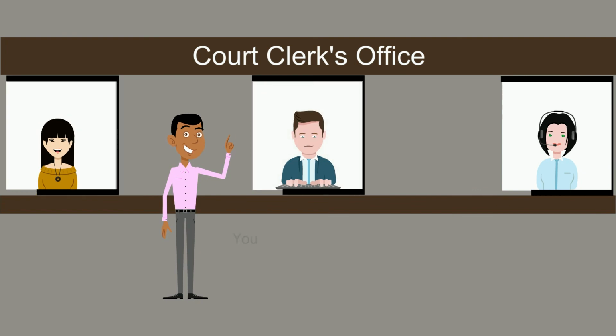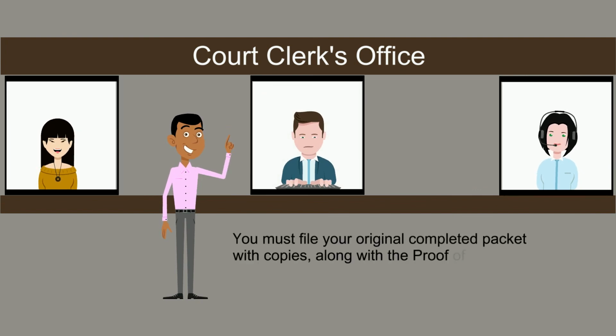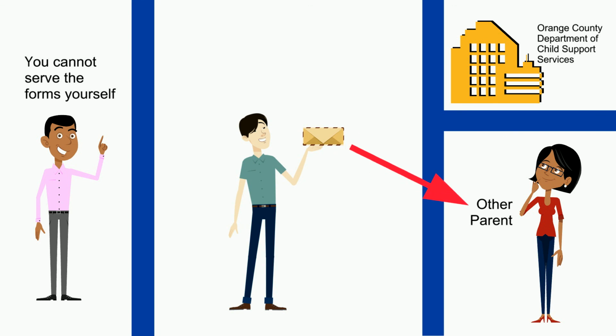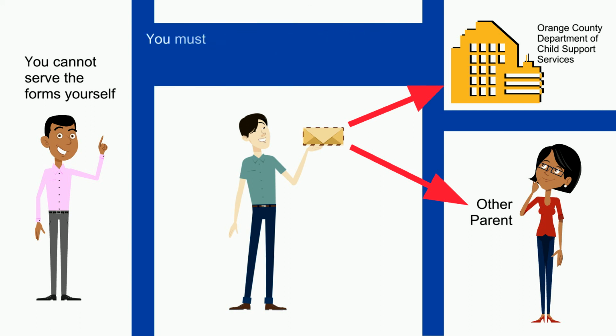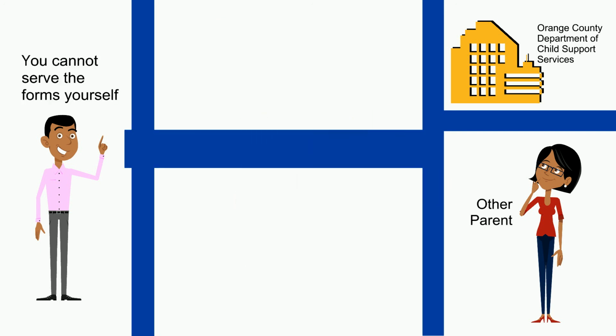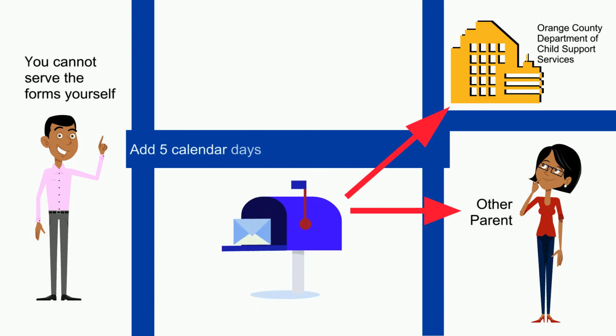You must file your original completed packet with copies, along with the proof of service demonstrating that you had them served with your unfiled request. The court clerk will file your original and give you back the copies with your hearing date. Then, you must have someone else reserve the other parent with a copy of the filed paperwork. If the Orange County Department of Child Support Services is involved in your case, you will also need to have the department reserved. You must have them served at least 16 court days before the hearing. Court days are days that the court is open to the public. If the documents were delivered by mail, add 5 calendar days to that deadline.